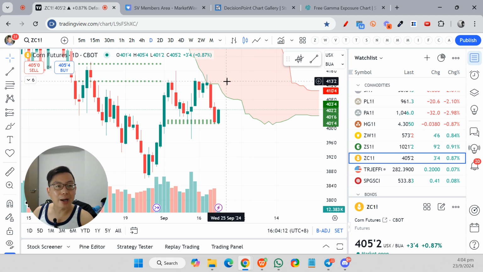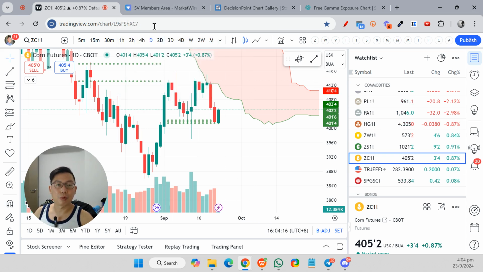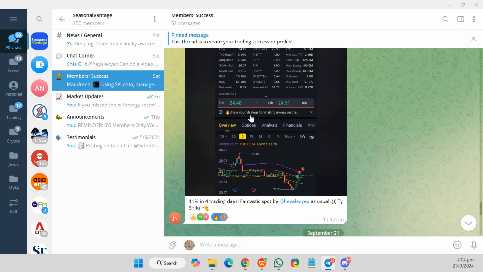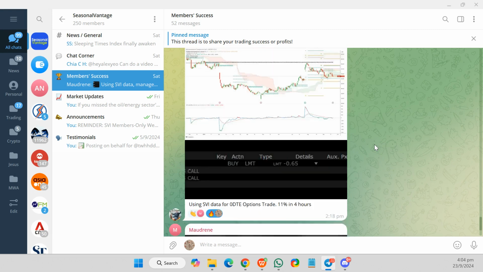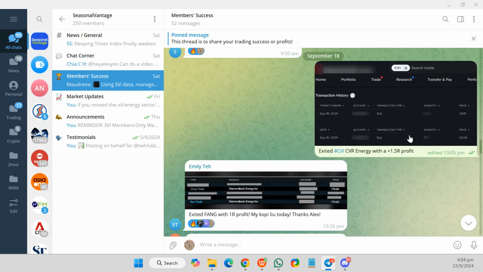That's the reason why I said your reward to risk ratio is very important. You can see there, based on the member success, I posted the 2 trades that I've done. For example, I posted the FANG, where I got a 1R profit, and I also showed the CVR Energy with a 1.5R.